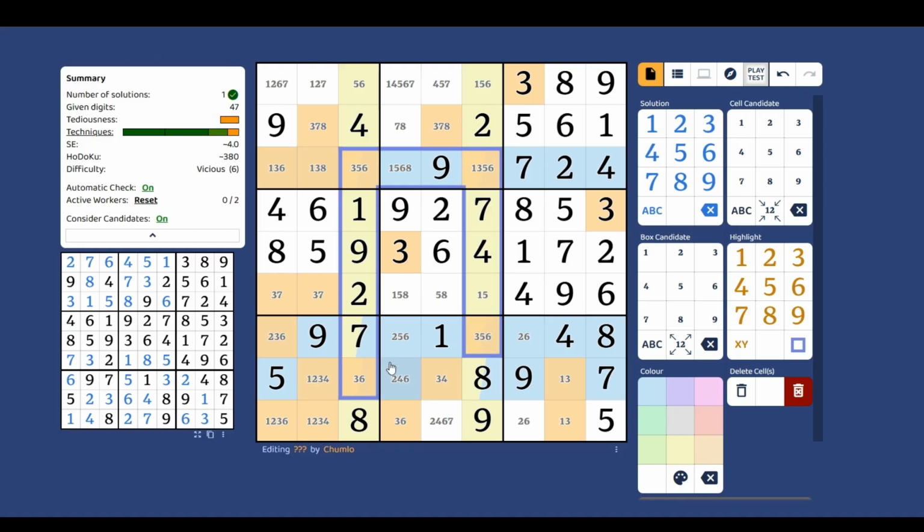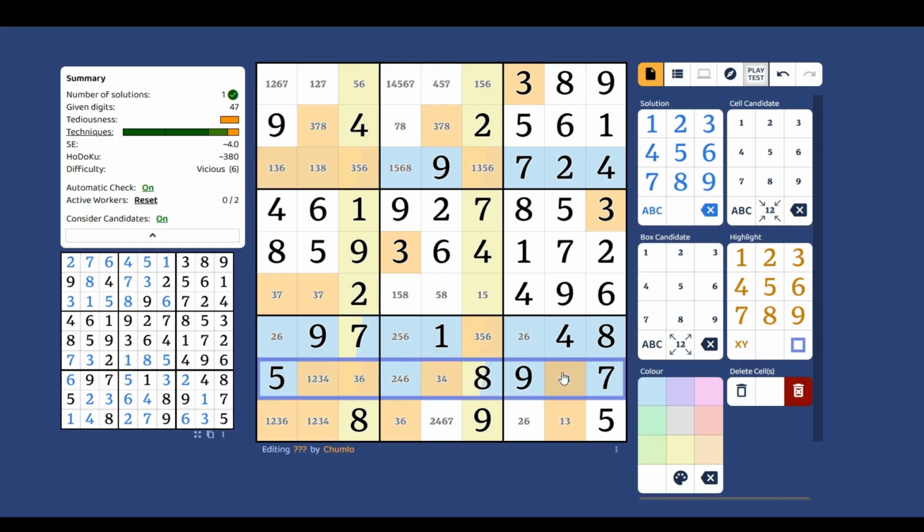For example, you could say, okay, well, row 7 is the cover set here, and this cell right here is a fin, and this is just a sashimi X-wing. And then you could argue from there that you can make the elimination of a 3 here. But you could also make an equally valid argument that row 8 is actually the cover set, and therefore you can make an elimination of a 3 in this cell. And both of those would be valid eliminations.